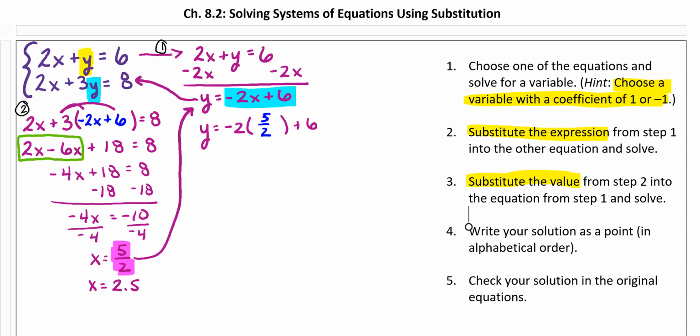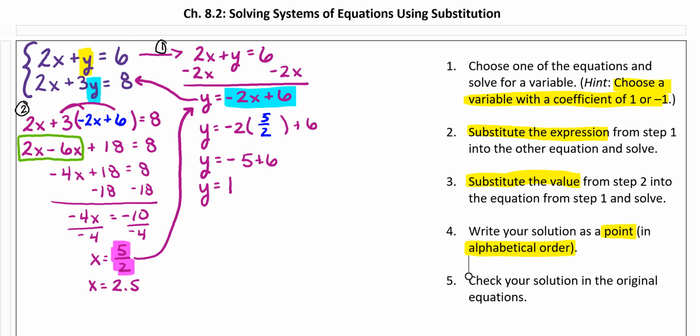So that's going to give us y equals negative 5 plus 6. And negative 5 plus 6 is 1. Now, our fourth step says that we need to write our solution as a point. Notice it also says it needs to be in alphabetical order. So x comes before y, and the reason it's alphabetical order is because sometimes we don't use x and y. Sometimes we use m and p or a and b. We use all kinds of letters. So when we don't have x and y, we do alphabetically.